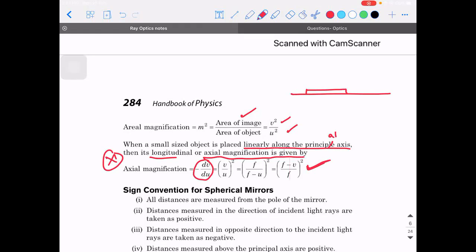Minus dV by dU. That is, if you have V as a function of U, then minus dV by dU is going to give you the axial magnification. So how all these formulas are derived: 1 by f is equal to 1 by v plus 1 by u, correct? Differentiate with u on both the sides, you will get that.